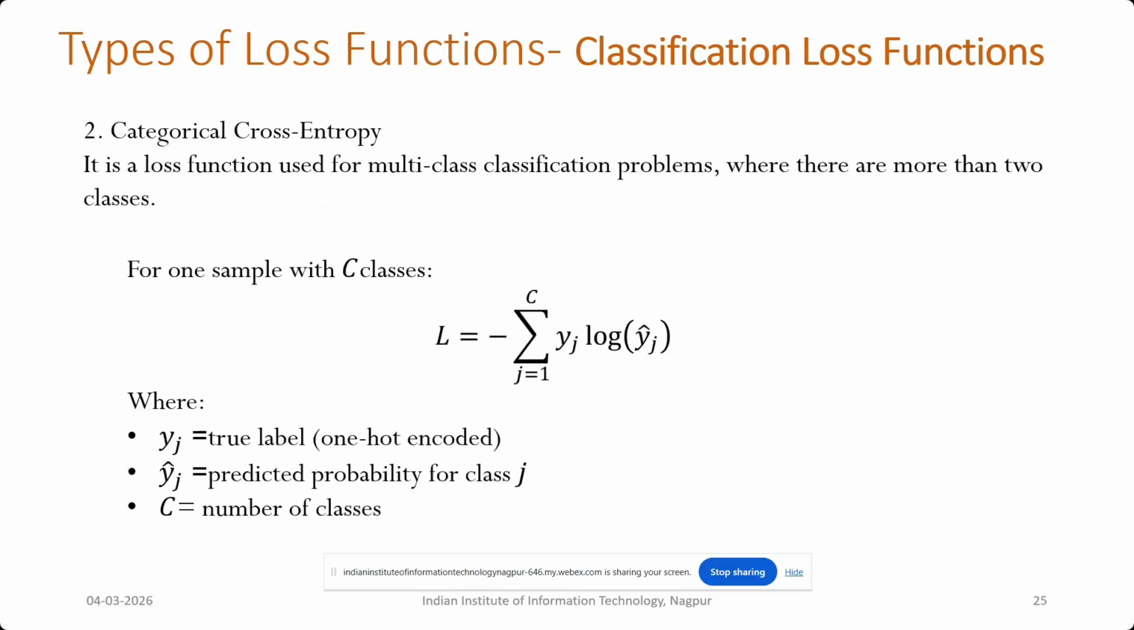Another is the categorical cross entropy. It is a loss function used for multi-class classification problems. When we have more than two class labels present in a data set, we go ahead with the categorical cross entropy loss function. Again, we calculate it in terms of the log scale.